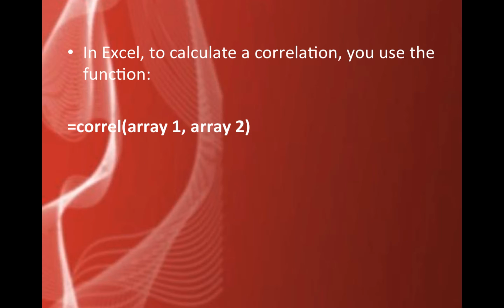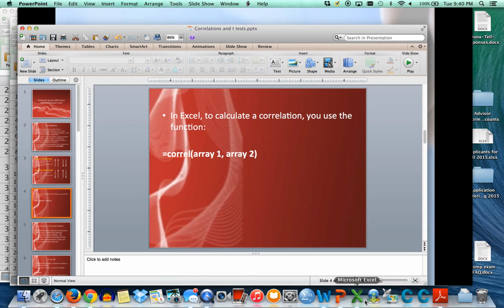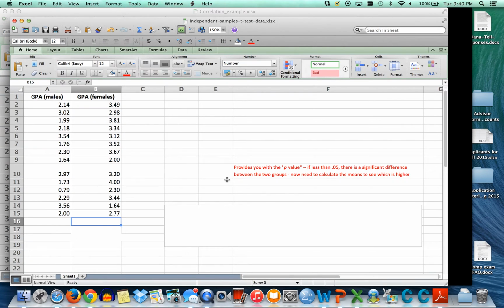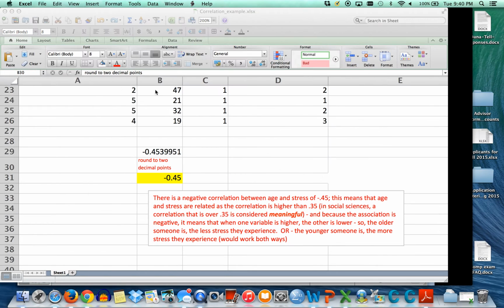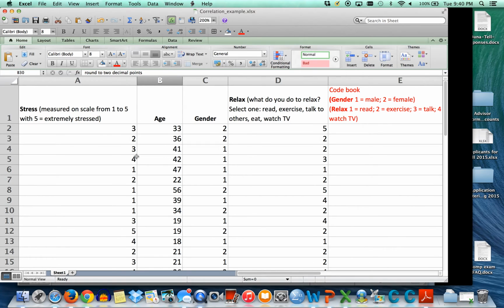In Excel, to calculate a correlation, you would use the following function: equal, CORREL, open parentheses, array1, comma, array2, close parentheses. And I will show you that in Excel. Hold on one second. I've got an example ready to go. And that is not the one. Okay, this is the one.